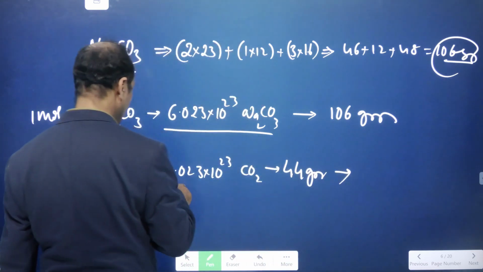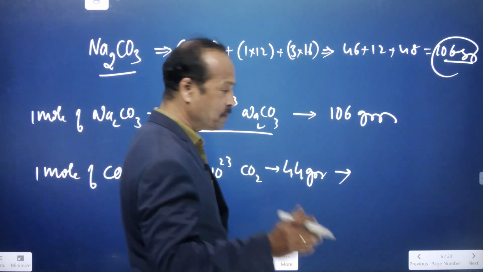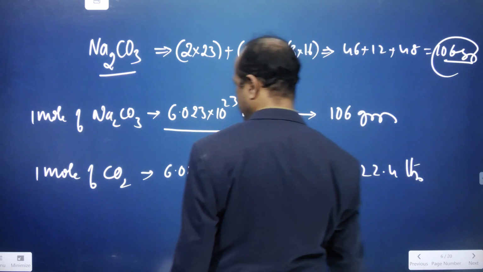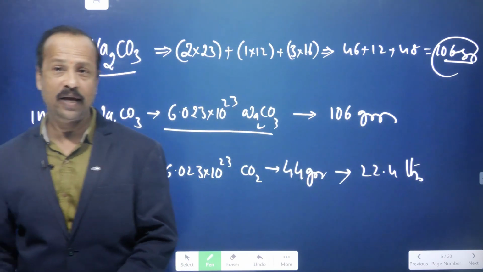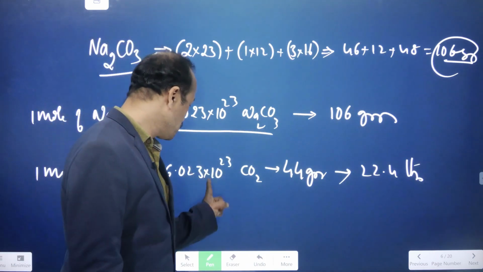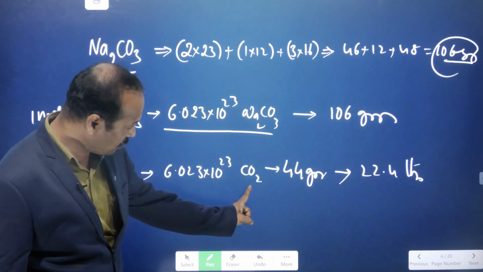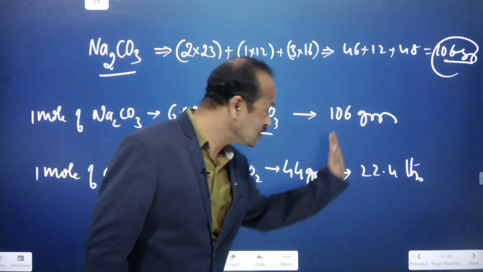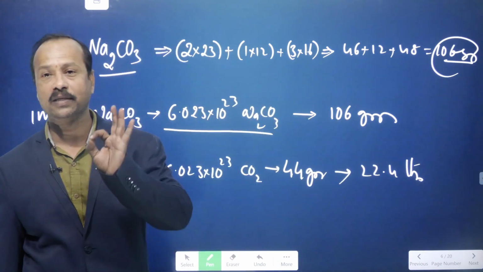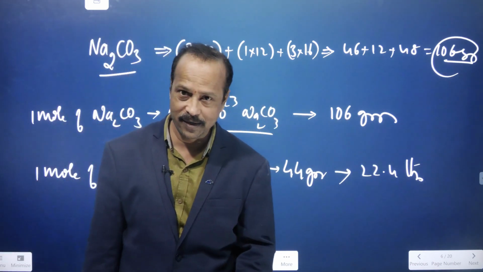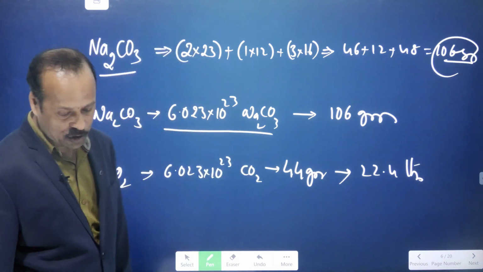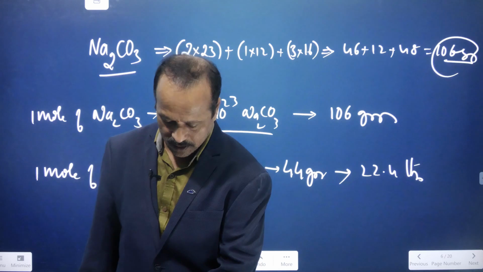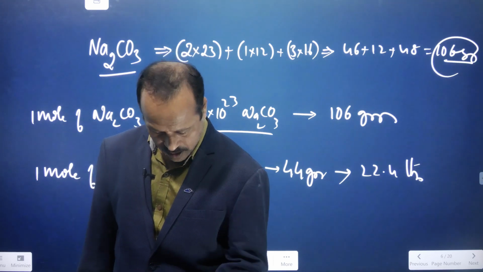And in terms of volume, 1 mole of any gas at STP occupies 22.4 liters. Clear? So 1 mole of carbon dioxide is equal to 6.023 x 10^23 carbon dioxide molecules, which is equal to 44 grams of carbon dioxide, which is equal to 22.4 liters of carbon dioxide gas. Clear? Questions we will solve afterwards.